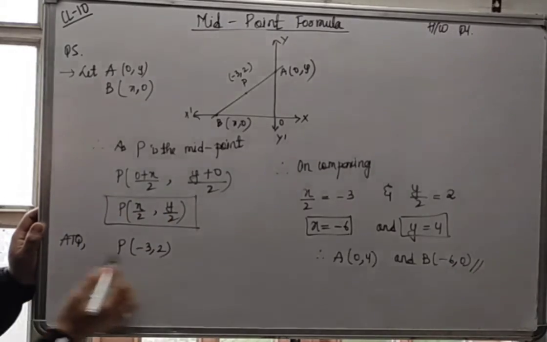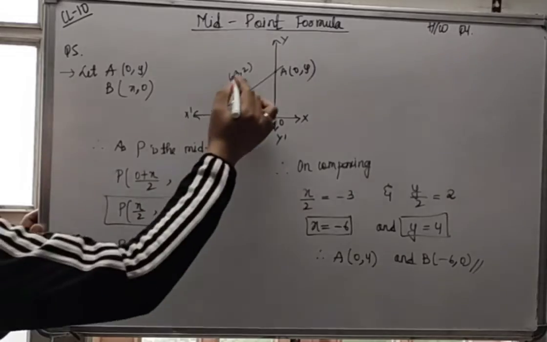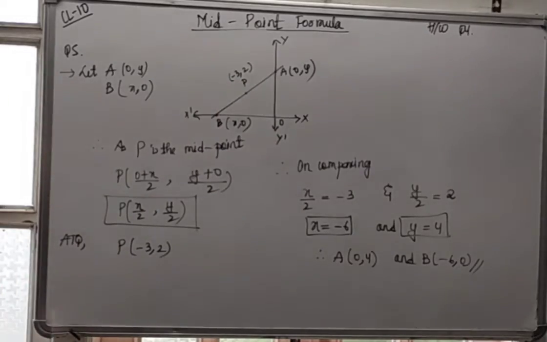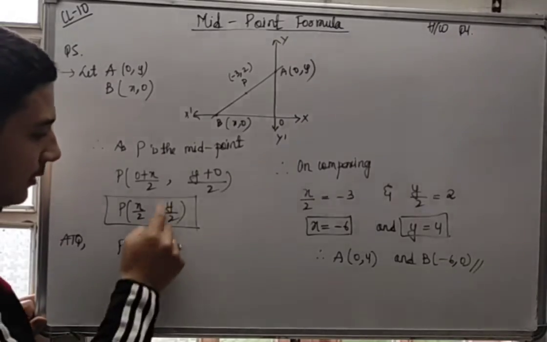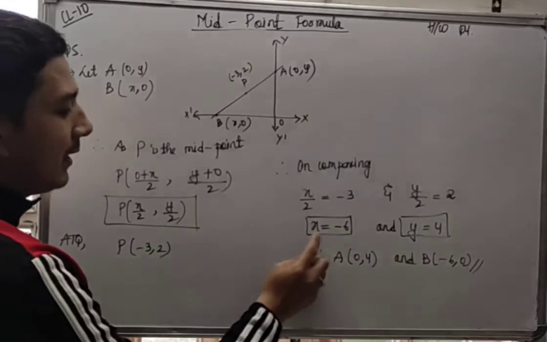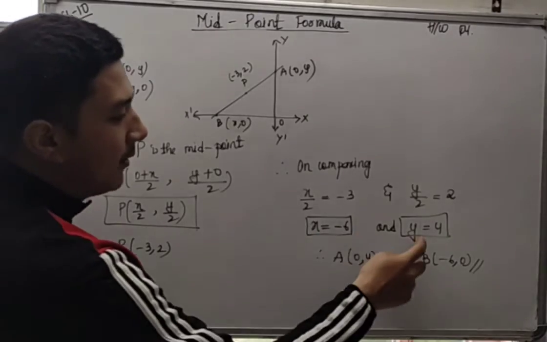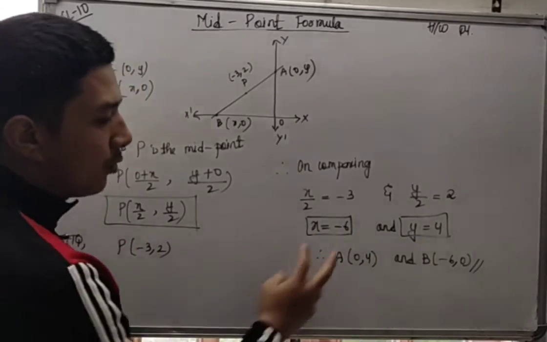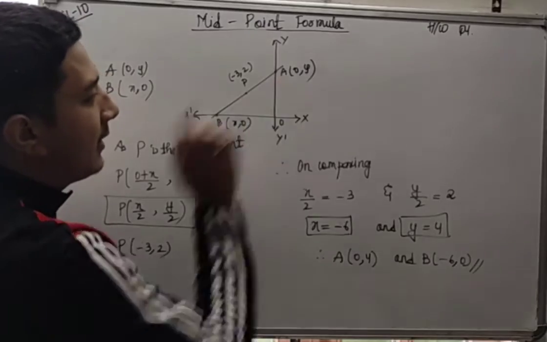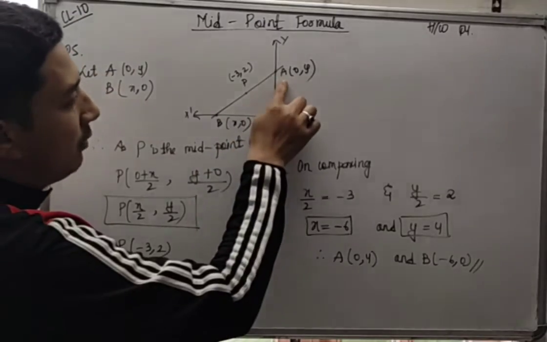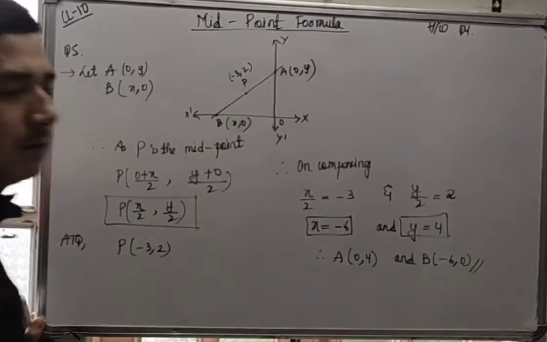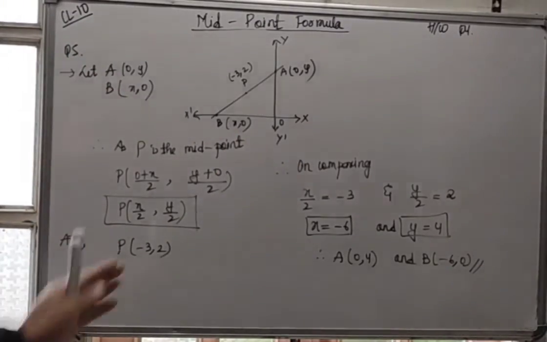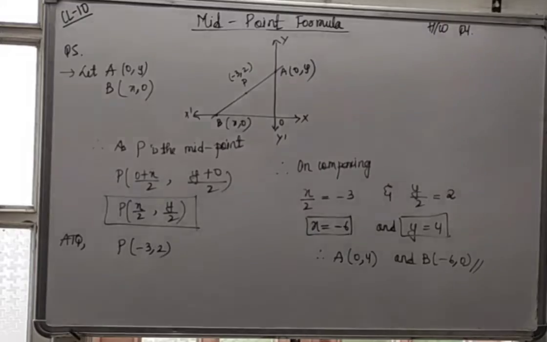But according to the question, the coordinates of P are (-3, 2). So which means now what? This is also P. This is also P. So equate, compare. This is equal to -3. This is equal to 2. On doing that, you'll get the value of x as -6 and y as 4. The moment I got the values of x and y, I'll get A and B also. Therefore, A will be (0, 4) and B will be (-6, 0). So these are the coordinates of A and B. Please pause the video and note it down, boys.